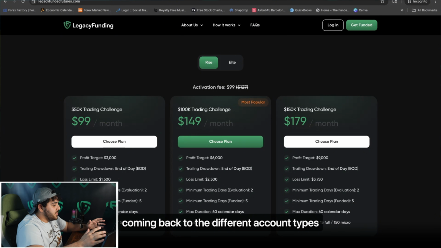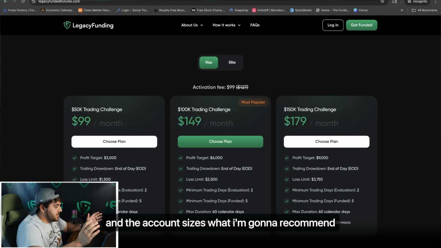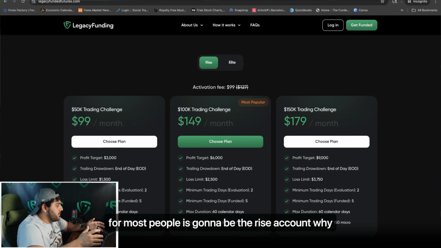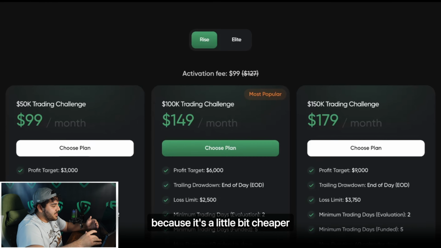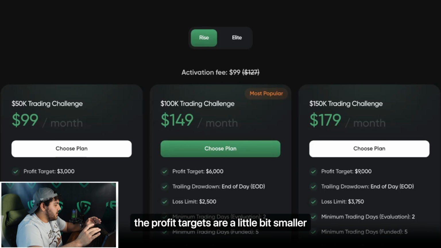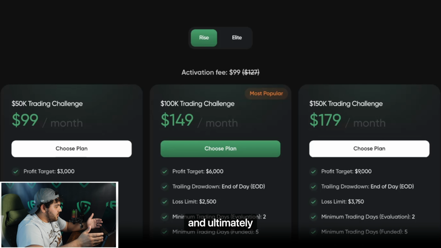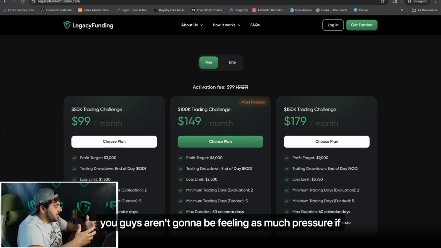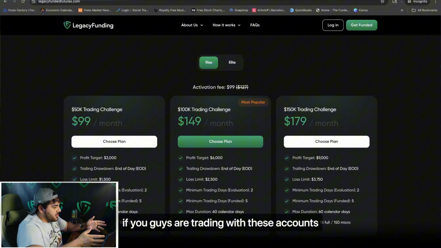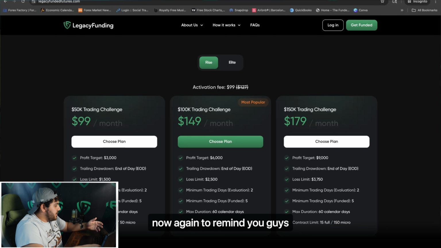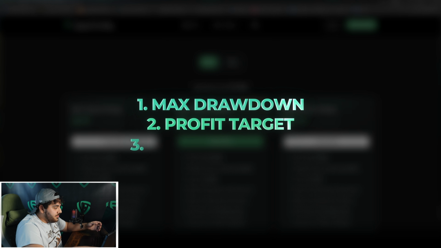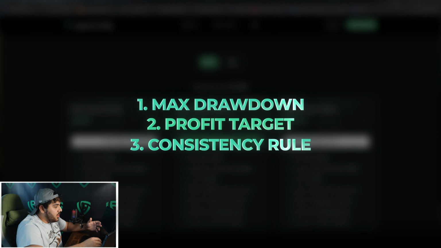So coming back to the different account types and the account sizes, what I'm going to recommend for most people is going to be the Rise account. Why? Because it's a little bit cheaper, the profit targets are a little bit smaller, and ultimately you guys aren't going to be feeling as much pressure if you guys are trading with these accounts. Now again, to remind you guys, the three things that we need to focus on are going to be the drawdown, the profit target, and the 50% consistency rule on those accounts.